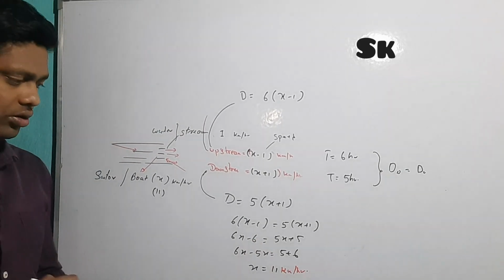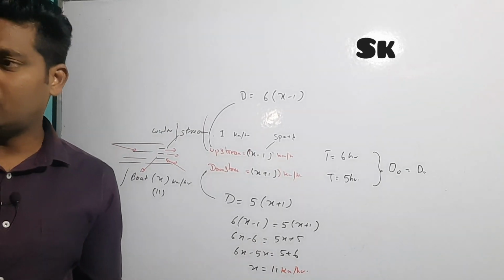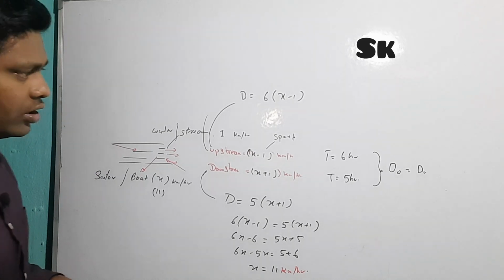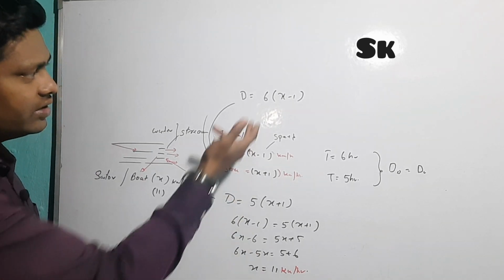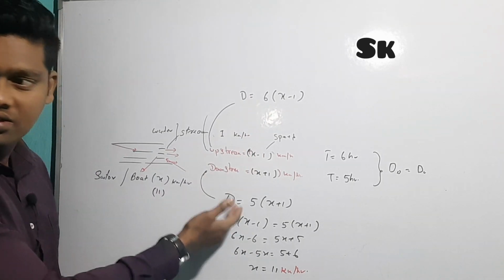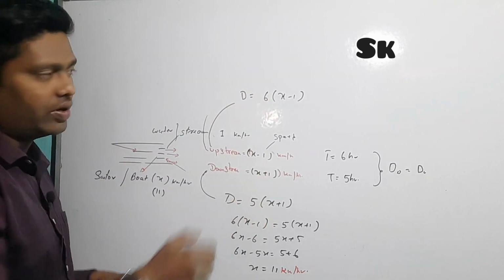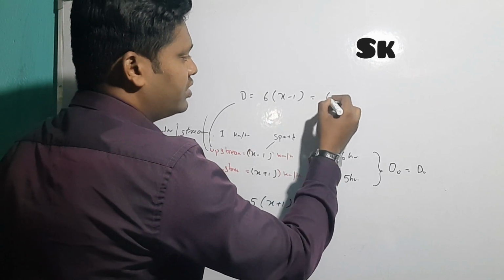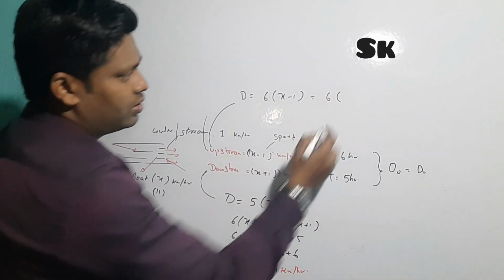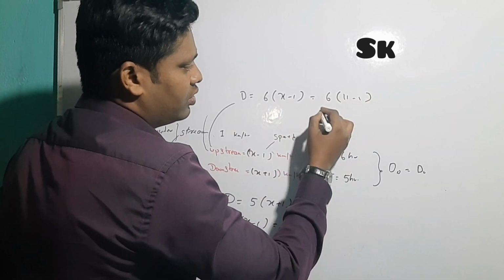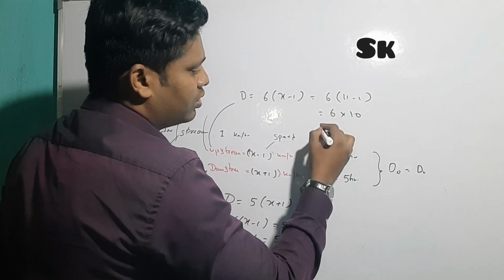Okay, I got the answer. Okay. Now what else is asking? Distance between the two ports. Now where is the distance? This is also a distance and this is also a distance. Both the distances are same. So I can use this one or this one. So let us use this one only. 6(x minus 1), x value is how much? 6 into (11 minus 1).